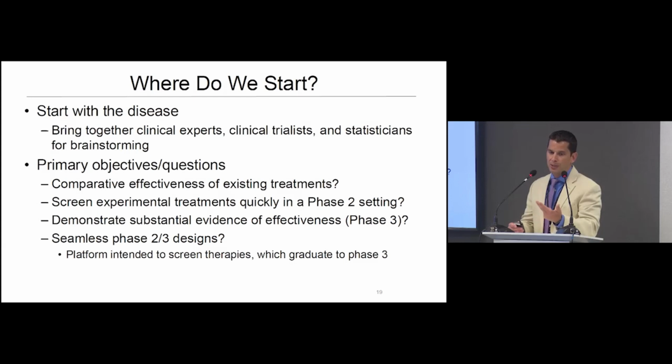You have clinical experts, you have clinical trialists, you have statisticians, and you brainstorm. You have to think about the primary objectives and questions. Well, is this going to be a comparative effectiveness study? Maybe there's no control. We just want to know what's the best way to treat patients among existing treatments. Maybe it's for novel therapies, so it could be something, for example, in ALS, where just nothing works, and we want to screen for new interventions that could potentially get regulatory approval. It could be that maybe it's a combination of screening as well as getting regulatory approval, so these seamless phase 2/3 designs. This is really highly dependent on the context of the disease.